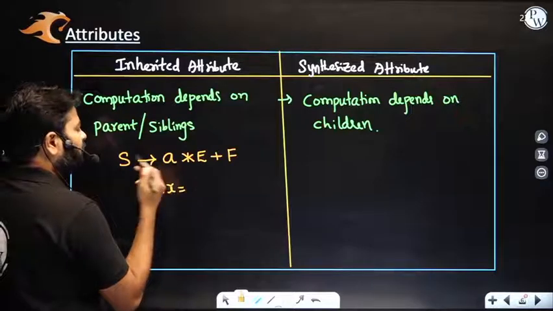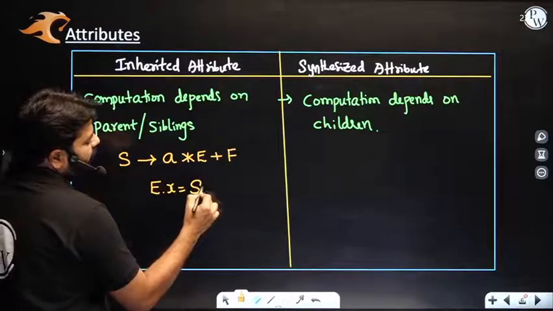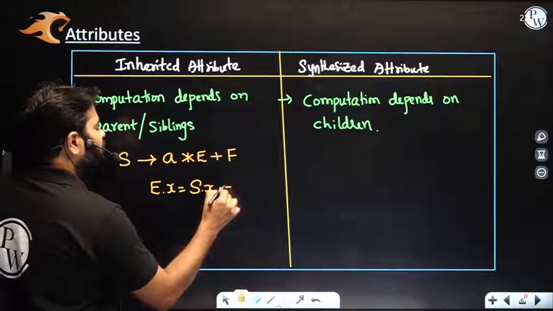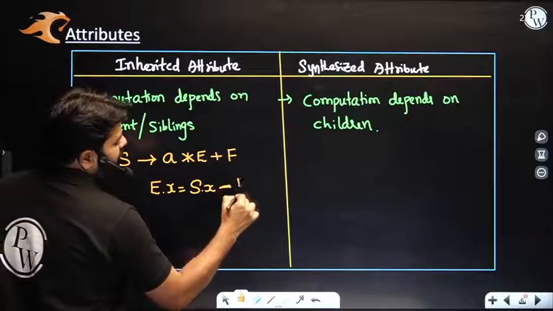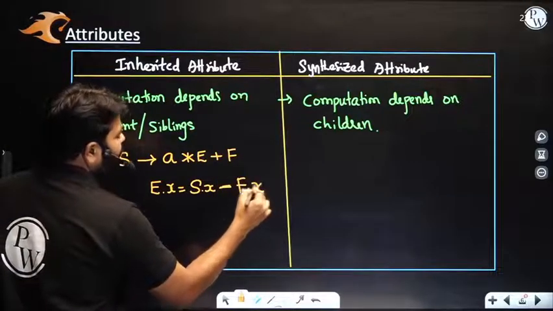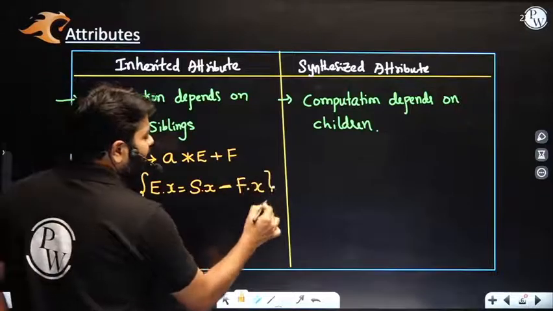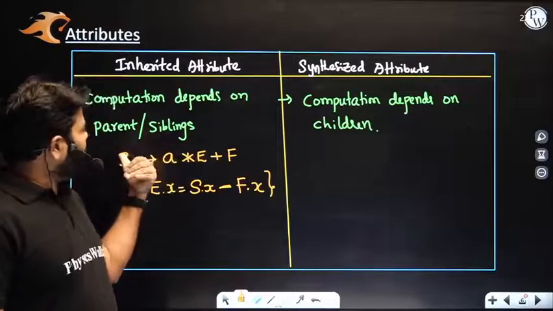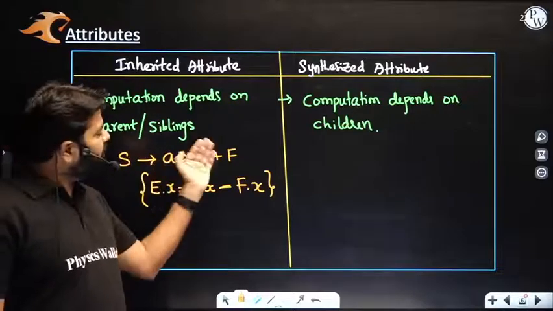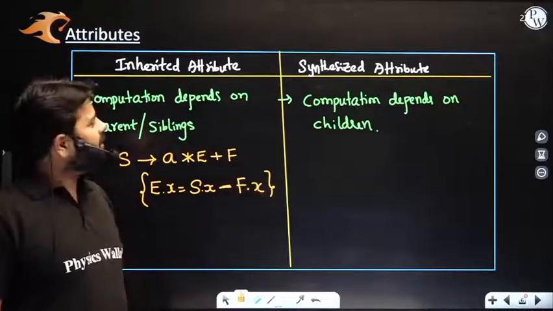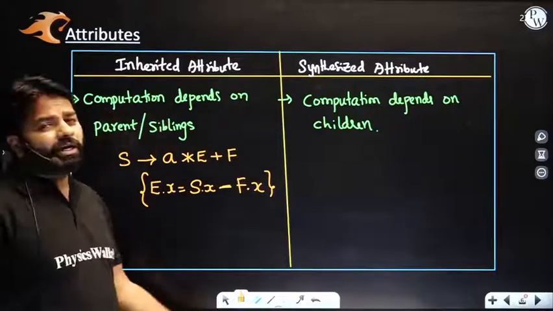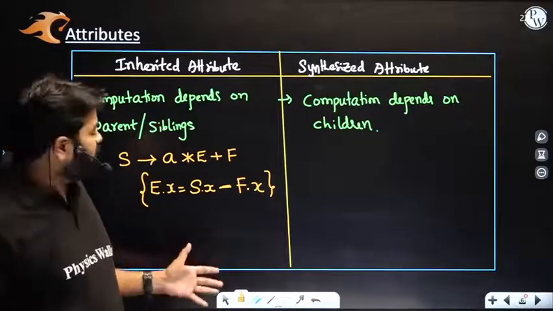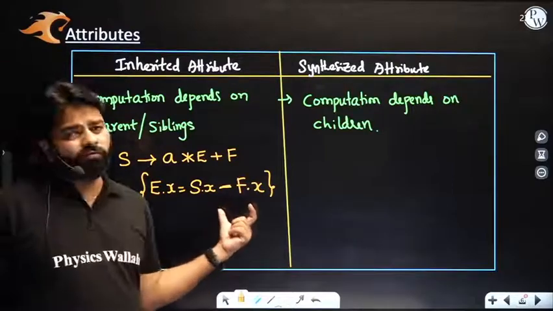I might be using the value of the root, maybe plus a minus, let's say minus F dot X. It's fine. Just look at what I'm trying to do. I'm trying to compute at E. I'm depending on parent, that is S. I'm also depending on right sibling F. But I say it depends on parent or left sibling or right sibling. That's all your choices. You may depend on all if you want it. So this is one kind of translation.